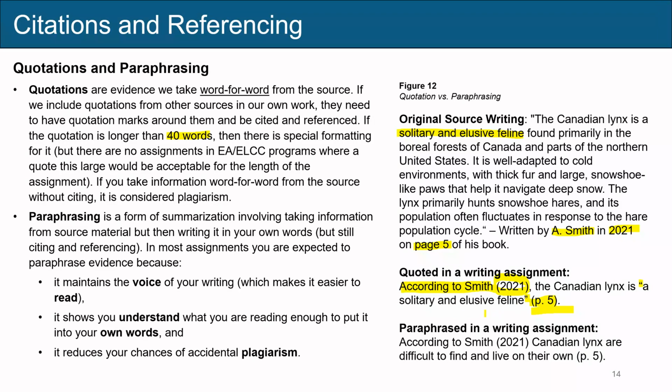Now, if I'm paraphrasing this, I'm still using that same information, but I'm writing it in my own words. So according to Smith, Canadian lynx are difficult to find and live on their own. So the same information is there, but I've written it in my own words. And so I still have that author name, the publication date, and the page number that information comes from. The difference is, do I take it word for word or do I write it in my own words?